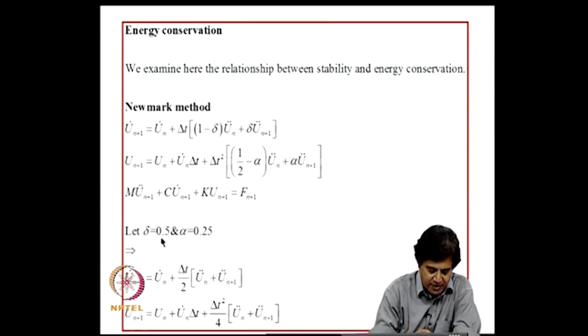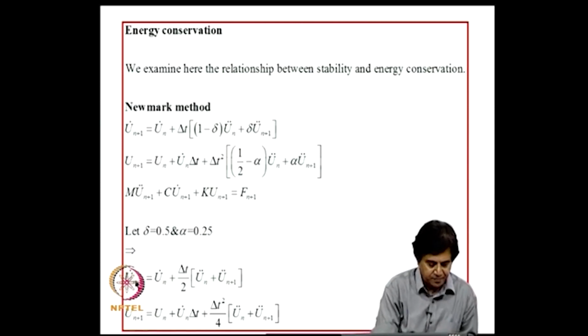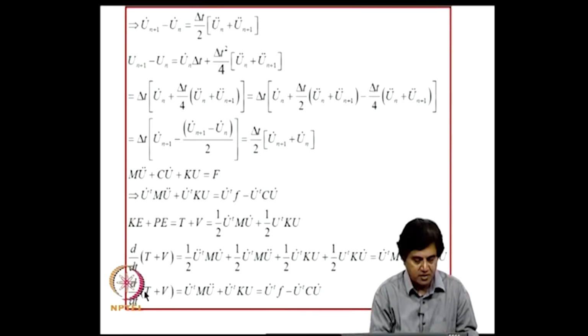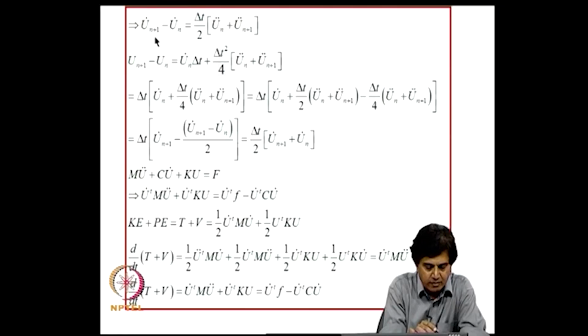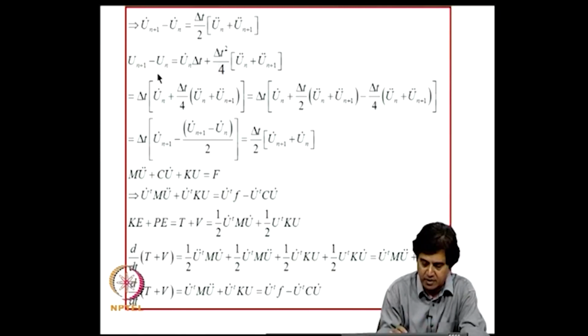For purposes of discussion, let us take delta to be 0.5 and alpha to be 0.25. We can do a general discussion, but let us simplify our study a bit. We will use this representation, in which case velocity is given by this and displacement would be given by this. Now, we can reorganize some of these terms. Suppose I write u n plus 1 dot minus u n dot, this is given by this. Similarly, u n plus 1 minus u n is given by this. Now, we can simplify this and show that u n plus 1 minus u n is given by this.